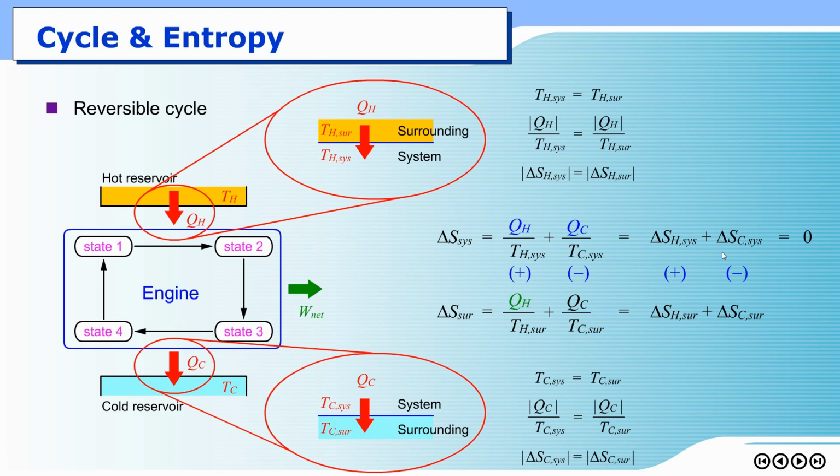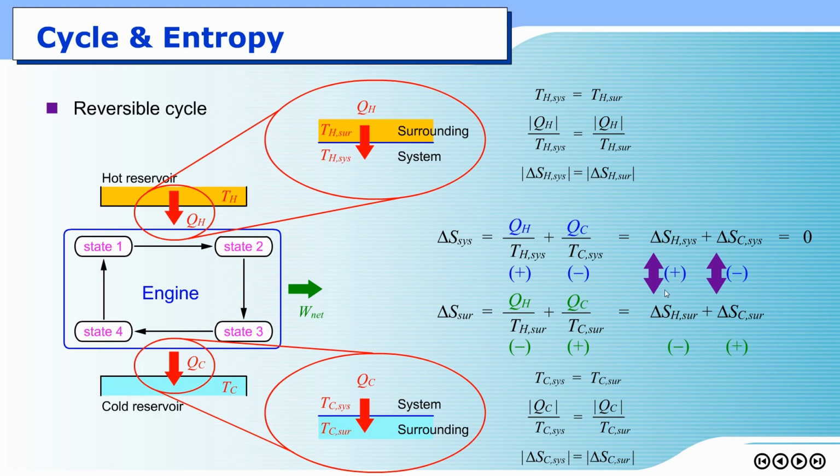Alright? For the surrounding, the QH highlighted in green is heat transfer out of the surrounding here. So if you focus on the surrounding, it loses energy. So in the aspect of the surrounding itself, this green QH is supposed to have a negative sign because the surrounding loses energy. But for the QC here, the surrounding gains energy. So I'm going to put a positive sign here to represent QC for the sake of the surrounding. And therefore, this delta S of the surrounding, SH and SC, must be negative and positive respectively. Okay?